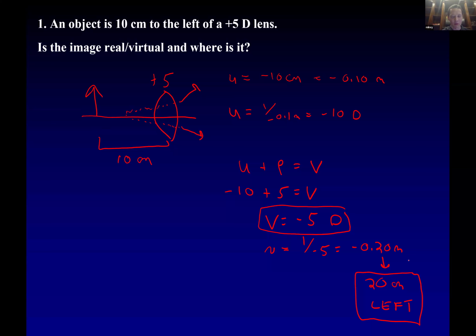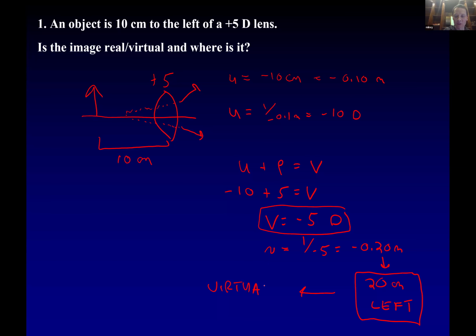There are a couple of different ways to think about this too. One of the easiest ways, I think, for residents is just to memorize it: real objects are to the left and virtual objects are to the right of the lens. If the object's to the left, it's real; to the right, it's virtual. And images are the opposite. If an image is to the right, then it's real, and if it's to the left, it's virtual. So this image is to the left, and that means it is virtual.